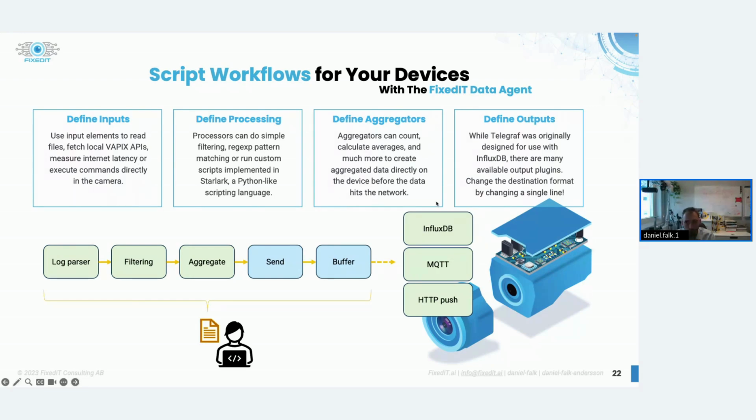And then after that, you push the data to some kind of output. And there are loads of different outputs, for example, InfluxDB, which we use for the monitoring, MQTT, which is very common for IoT applications. It's a message publish subscribe protocol where you can send messages to a specific topic. Or you can do HTTP push and just send an HTTP message with the data. And a lot of other possibilities.